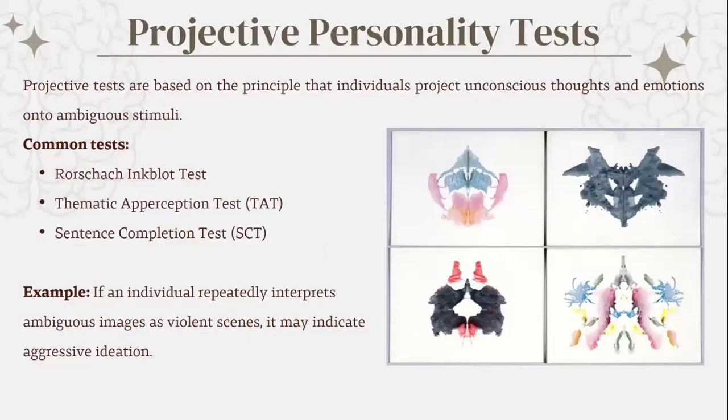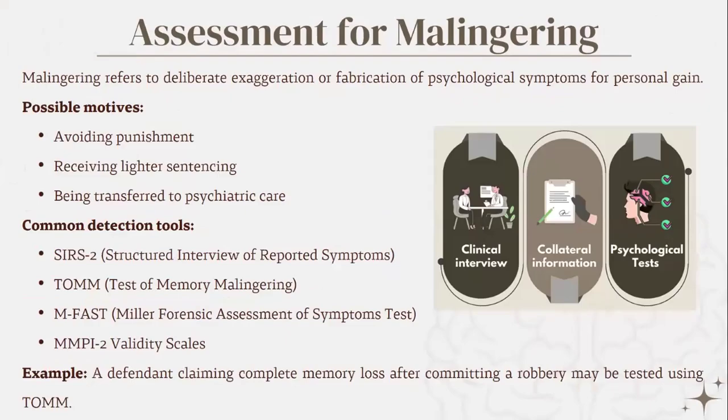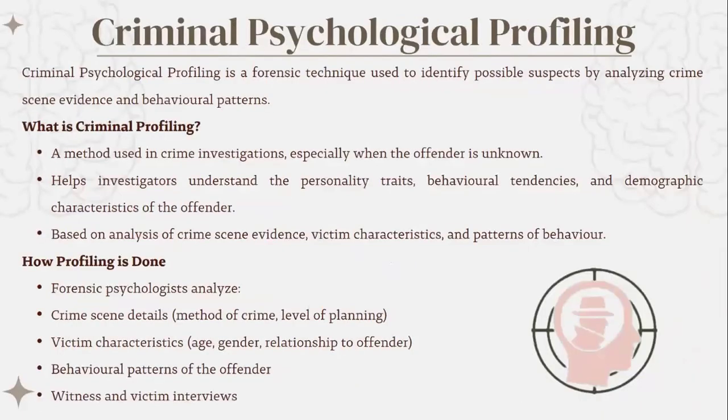Projective personality tests. We have Rorschach, TAT, SCT. So we can understand the unconscious thoughts and mind. Consciously the person is thinking something, but unconscious thoughts and emotions are different. So with the help of projective tests, we assess the unconscious things also about the subject. Next. Assessment of malingering. That is also a main test, how they are trying to do malingering. So we have some tests also for that, and we use the Miller Forensic Assessment of Symptoms Test for this particular malingering. Next.